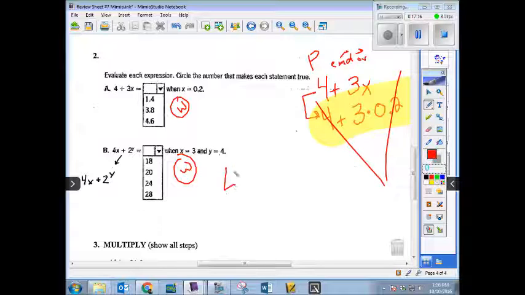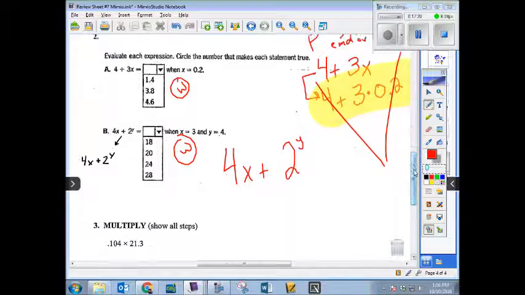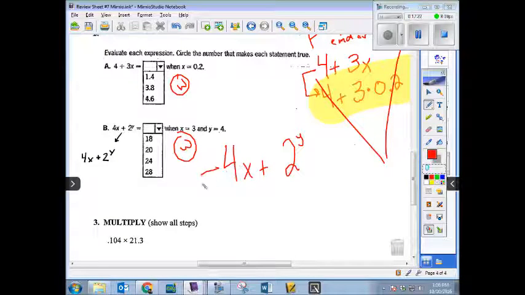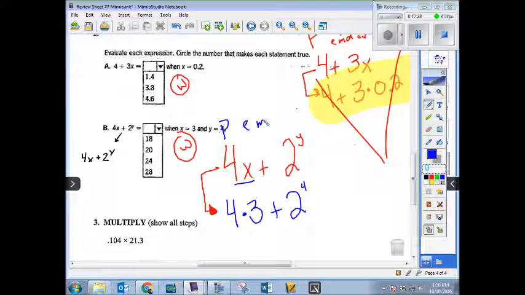Same with this one. Here we have 4x plus 2 to the y power. Okay, notice that's to the y power. First thing I'm going to do is turn it into a numeric expression. So it's going to now say 4 times 3, because anytime a number is touching a variable, it means multiply, plus 2, and then y would be 4, so it would be 2 to the 4th. Now I'm ready to follow PEMDAS. I'm ready to do one step and rewrite.